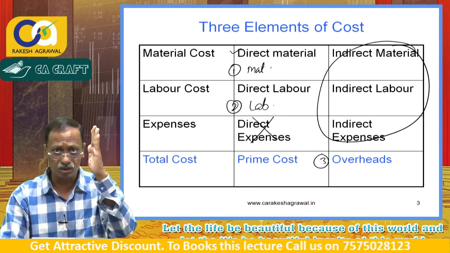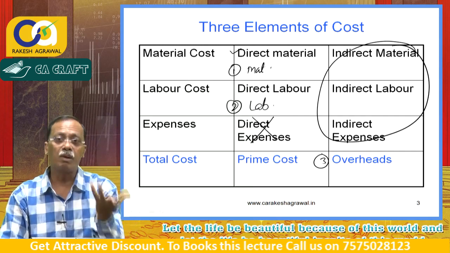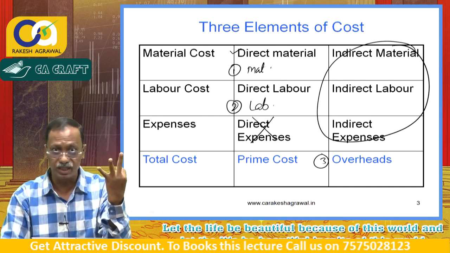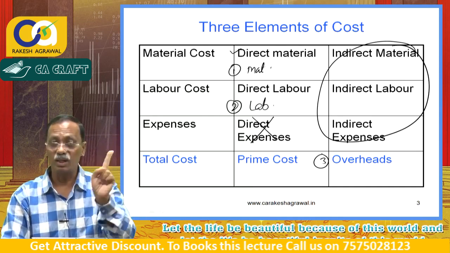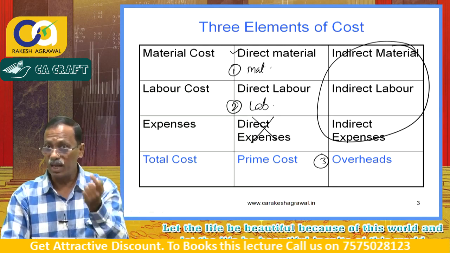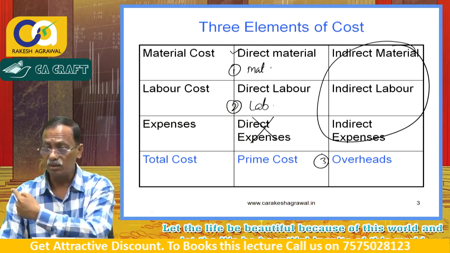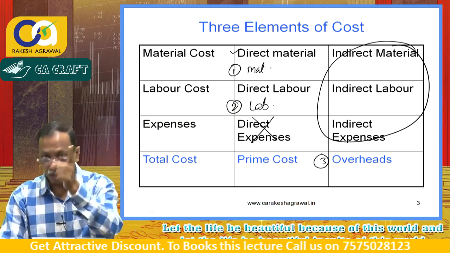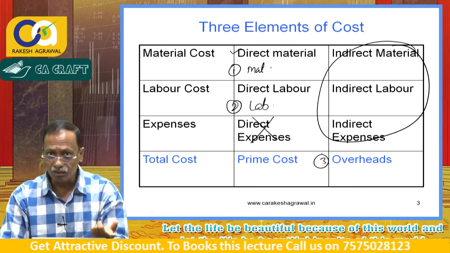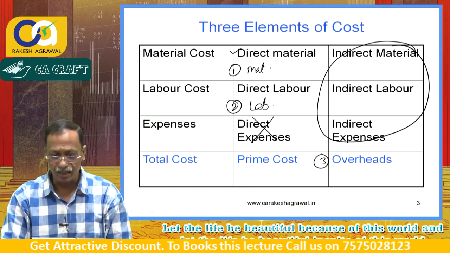Theoretically, three elements of cost are material, labor and expenses, but practically, three elements of cost are material, labor and overheads. Material by default means direct material, not indirect. Why? Because indirect material will go in the category of overheads. So when people utter the word material, actually it is direct material consumed.